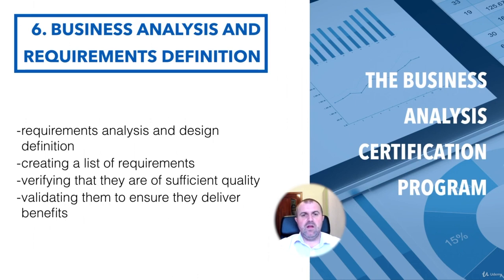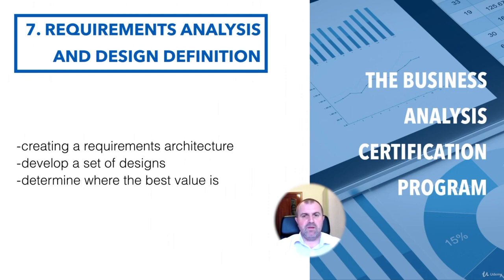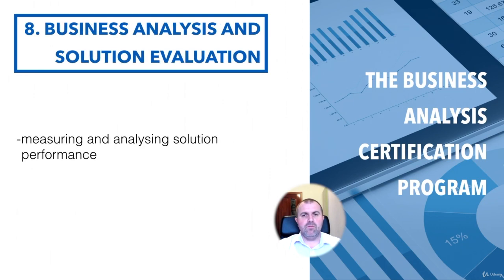The 7th course is part 2 of the Requirements Analysis and Design Definition topic. It covers the last 3 tasks, which are all related to creating a requirements architecture. You develop a set of designs and analyze those to determine where the best value is. The final step is to develop the solution recommendation that represents the best design.